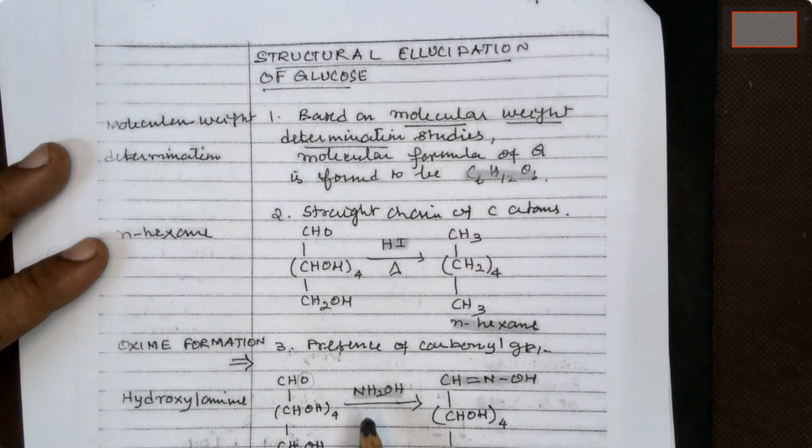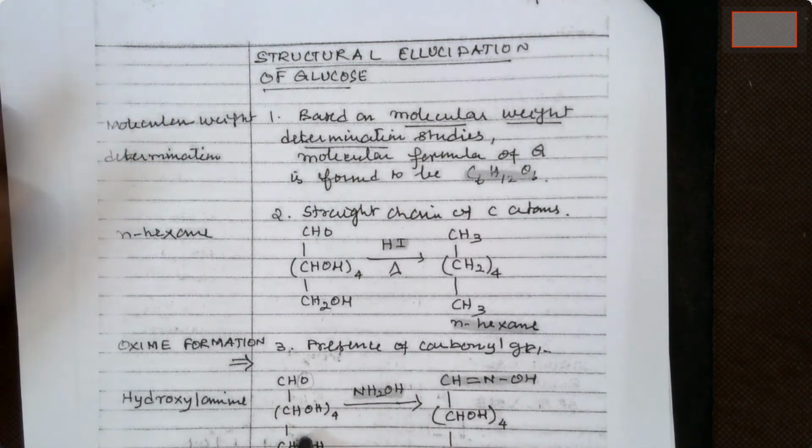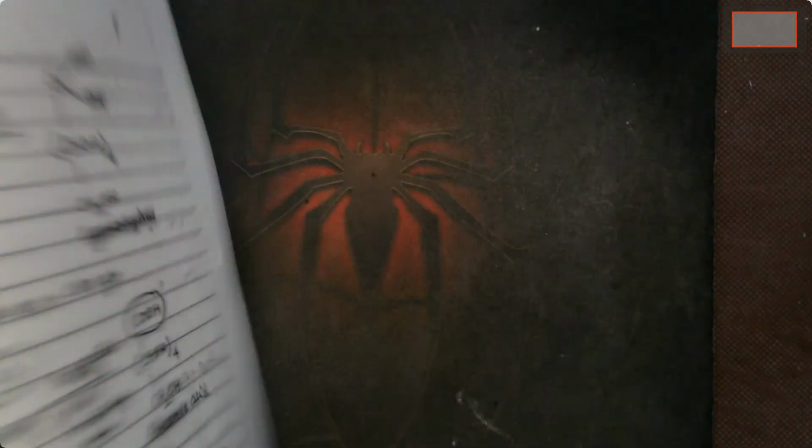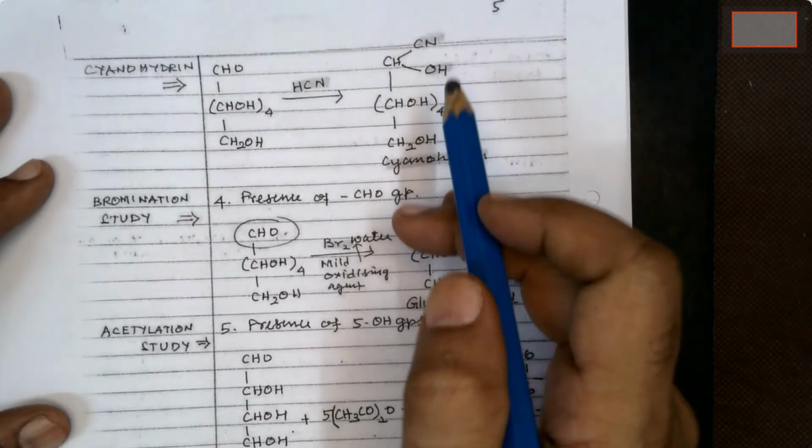That is called condensation. What do you mean by condensation? A reaction accompanied by the release of neutral molecules like water, ammonia, etc. is called a condensation reaction. So it forms an oxime, CH double bond NOH. From this, it is obvious that the glucose unit has an aldehyde group.